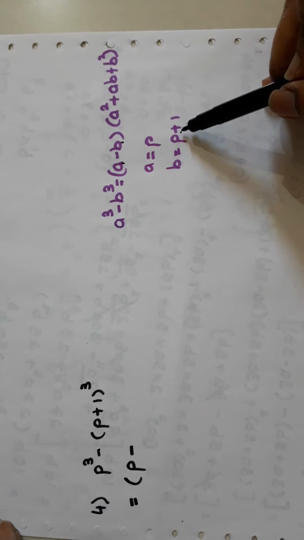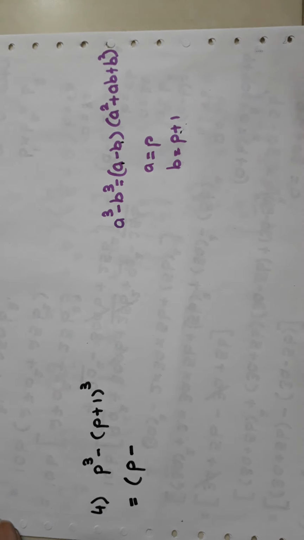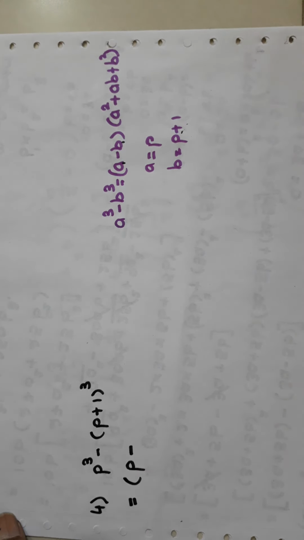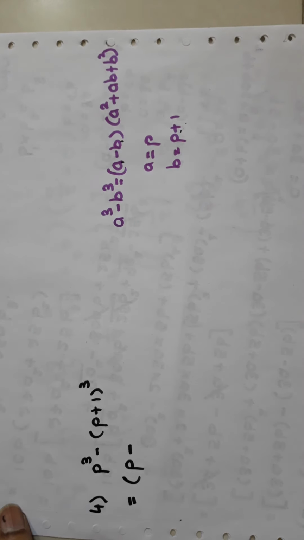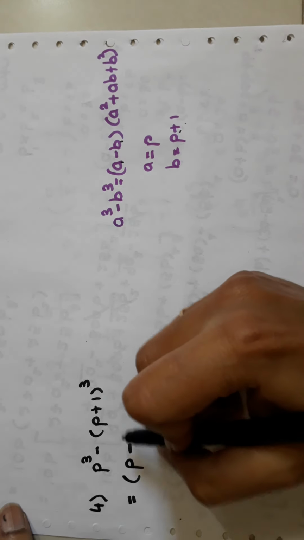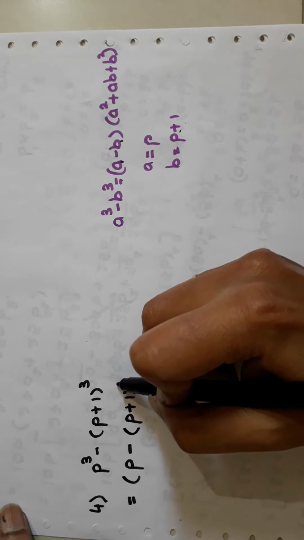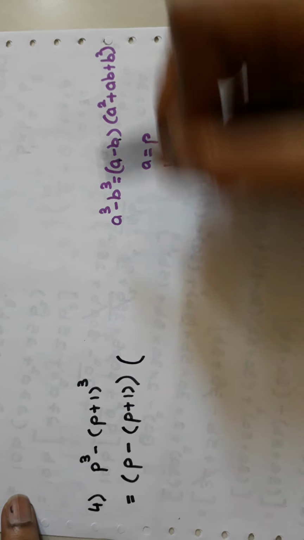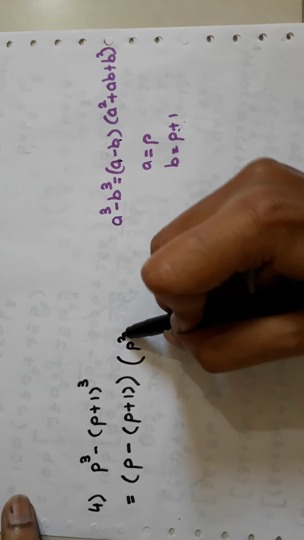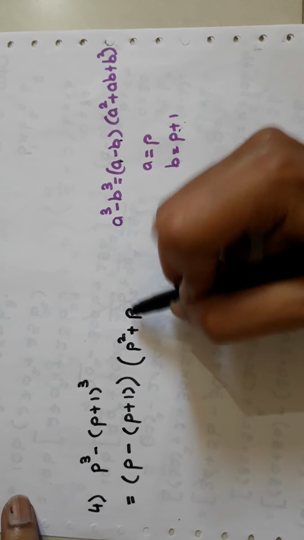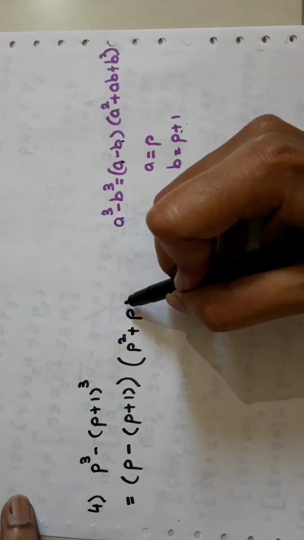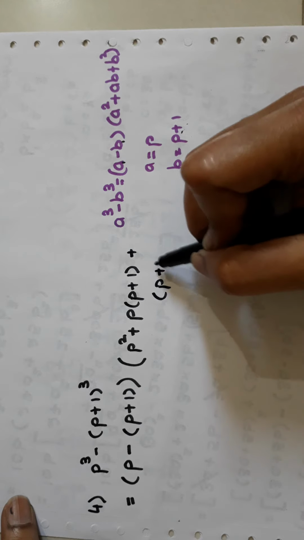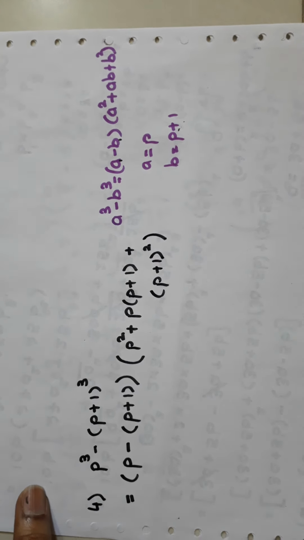b. Now b is a binomial, the addition of two terms, and whenever you write a binomial you will put it in a bracket: (p plus 1), the square bracket and the round bracket complete. Then a square, p square, plus ab, that is p times the binomial, so put it in a bracket, plus again the binomial, again you will put it in a bracket, and the whole square, round bracket complete.